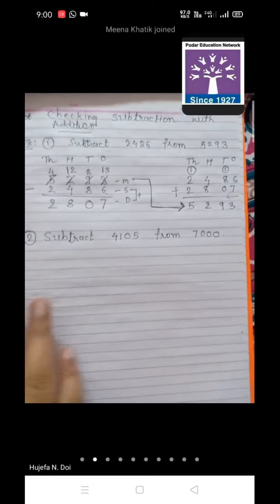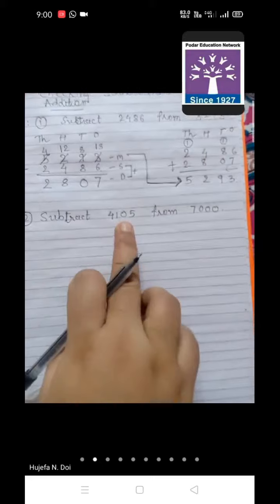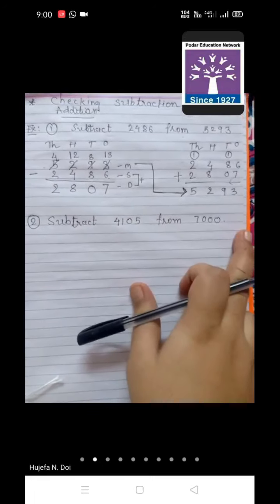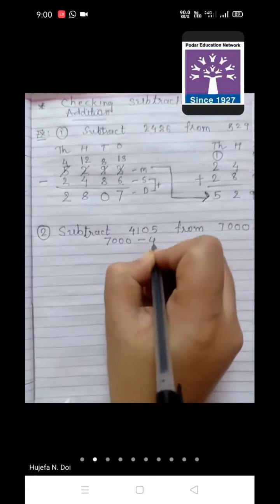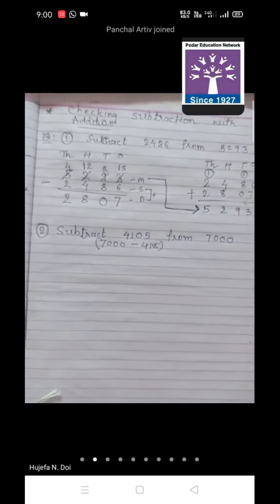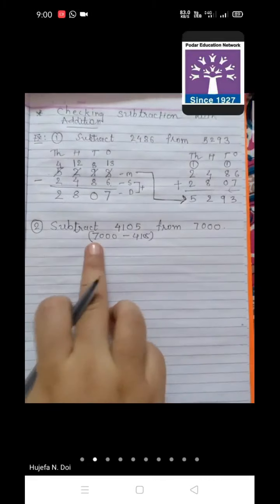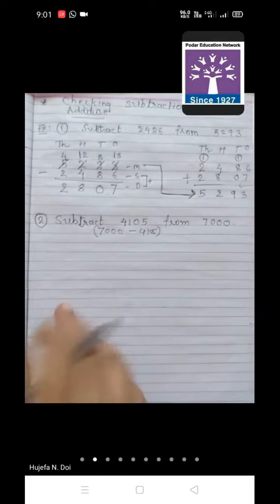Okay, let's solve this one. What is the question? Subtract 4105 from 7000. That means 7000 minus 4105. So this is the horizontal form. Firstly, we have to arrange it in the vertical form.